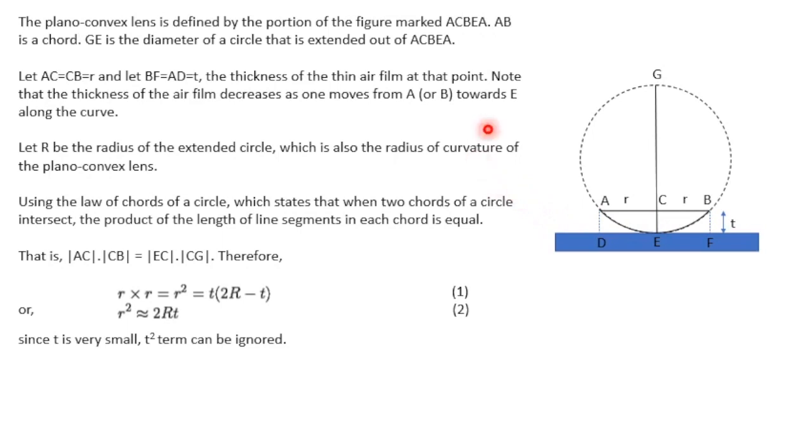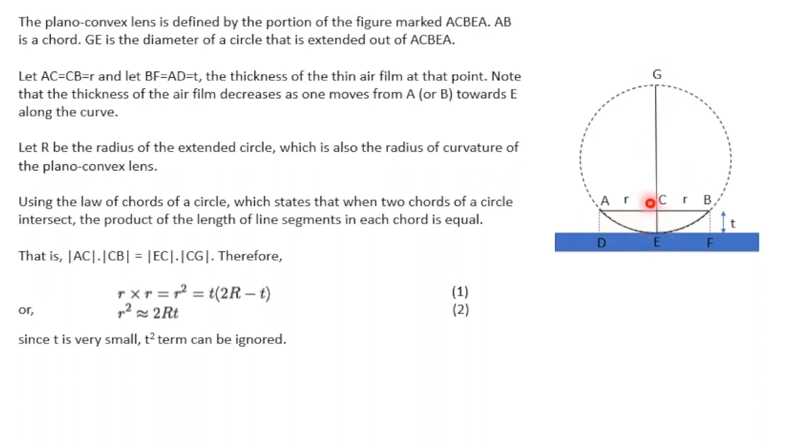And we're looking at 2 chords given by AB and EG. EG also happens to be the diameter of the circle. Now we apply the law of chords of a circle, which states that when 2 chords of a circle intersect, the product of the lengths of the line segments in each chord is equal. This means that AC multiplied by CB should be equal to EC multiplied by CG.